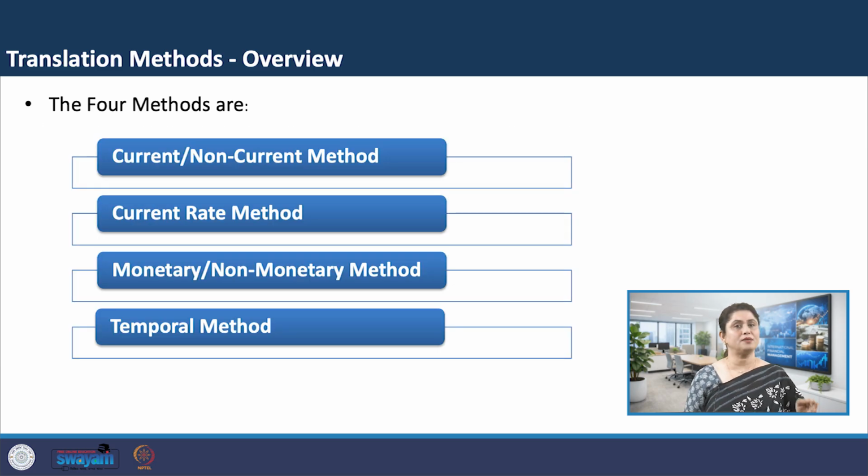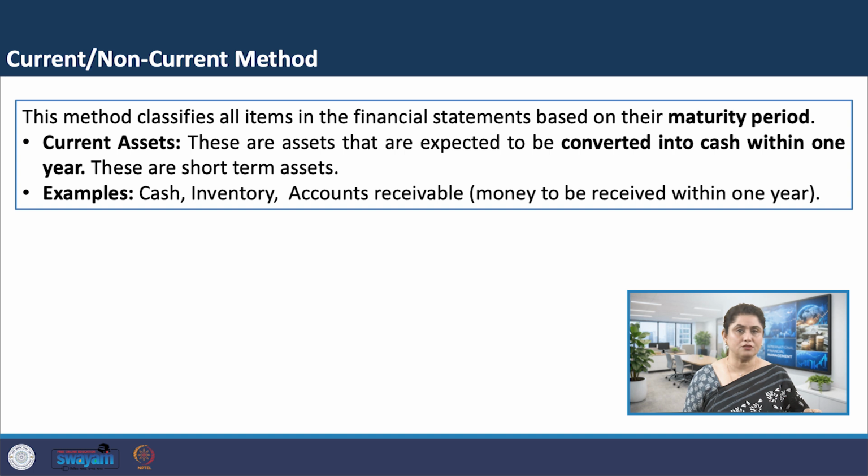Well, the four methods of translation are the current non-current method, the current rate method, the monetary and non-monetary method, and the temporal method. Let us go through each one in detail. Now let us move to the first method of translation, the current non-current method. This method is very simple in its approach. It classifies all items in the financial statements based on their maturity, that is, whether they are short term or long term. First, let us understand what we mean by current and non-current.